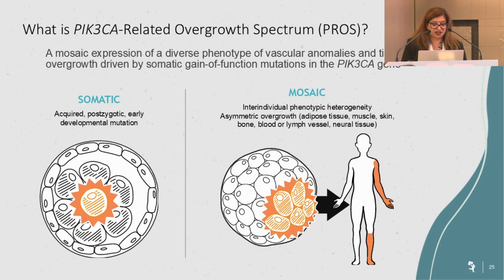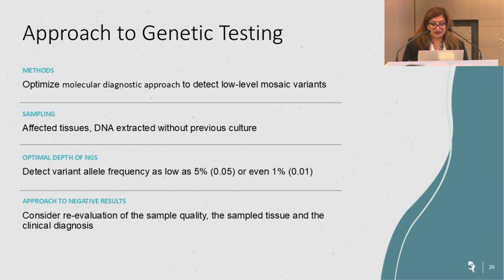So the approach to genetic testing for these is that you have to detect down to the lowest level mosaic variants. You need to get affected tissue, not just any tissue, but affected tissue. And then you want to detect the variant allele frequency, and that can be as low as 5% or even 1%. So you really do have to look for this. Then consider reevaluation of your sample if you don't get an answer. Your sample tissue may not have been the right kind of tissue, but if you know you're looking at a CLOVES patient, you really do want to find the right tissue for that.